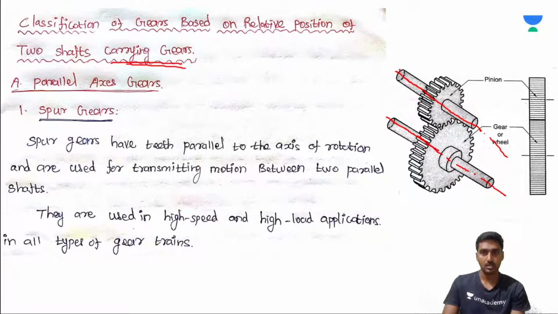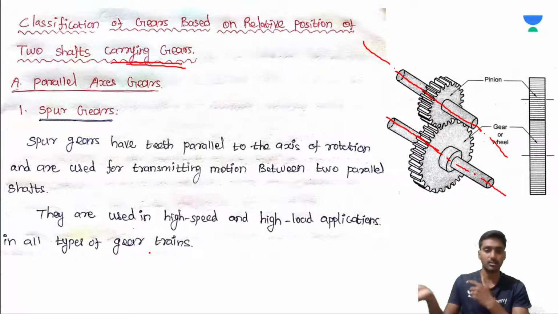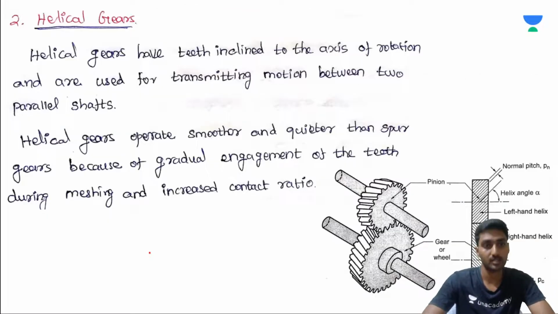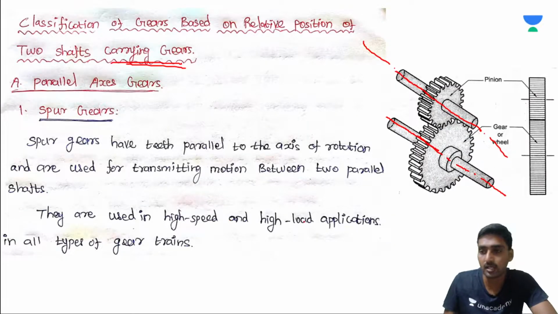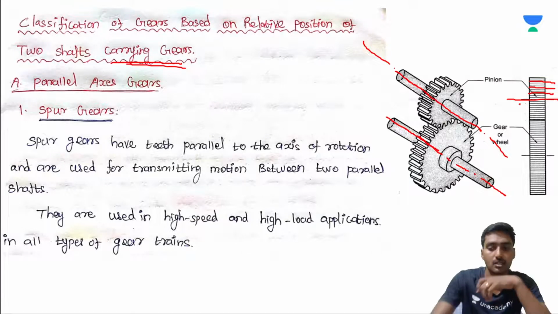Yes or no? They transmit between two parallel shafts, and are used in high speed and high load applications in all types of gear trains. Maybe in a simple gear train, compound gear train, reverted gear train, or non-reverted. I will explain the different types of reverted gear trains and everything in the forthcoming videos, right? Look at this condition. In side view, it's an axis. Now the gear teeth are parallel to the axis, right? So it is called a spur gear.